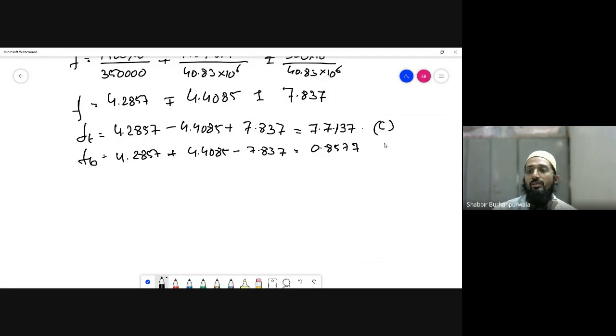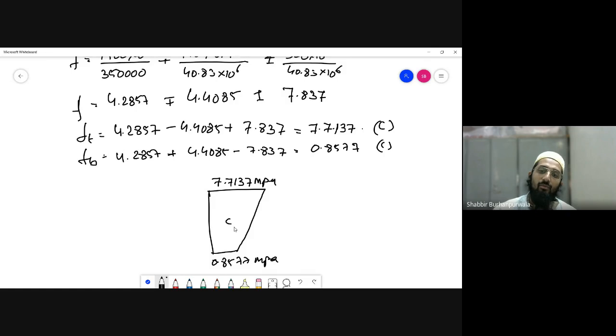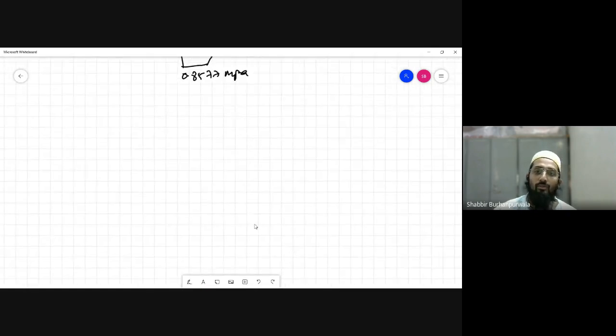So this is compression and this is also compression. So the stress diagram for the support is going to look like this. Okay, top fiber is going to be 7.7137 MPa and bottom fiber is going to be 0.8577 MPa. Okay, completely in compression.